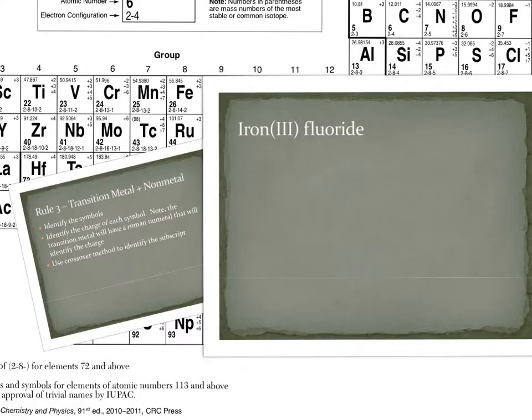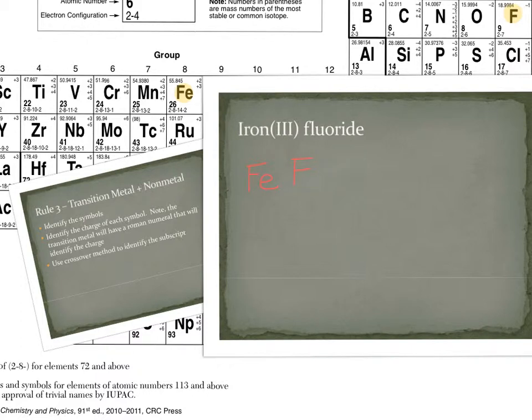The third rule deals with transition metals and nonmetals. So again, we're identifying the symbols, we're identifying the charges. Note that the transition metal will have the Roman numeral that will identify the charges in the name, and we're going to use the crossover method. So let's take a look at iron 3 fluoride. So in iron 3 fluoride, we know that iron is Fe, and we know that fluoride is F. So we're going to go ahead and write that down. So iron is Fe and fluoride is F.